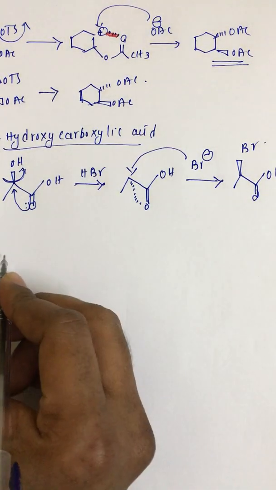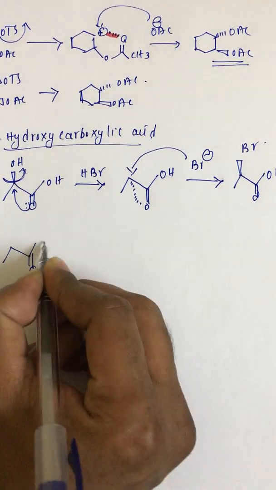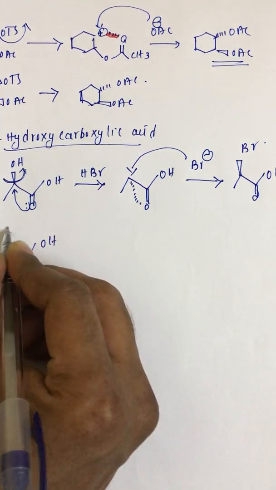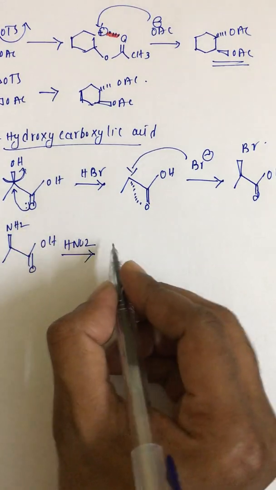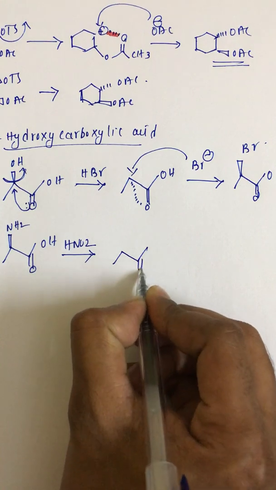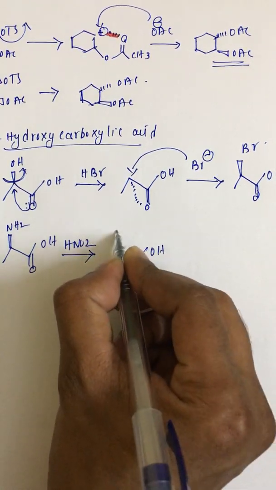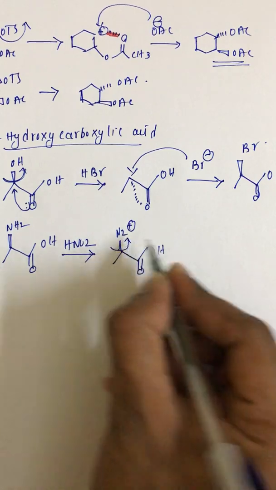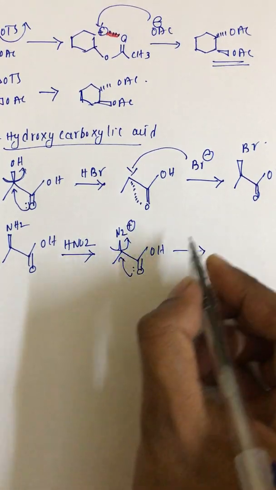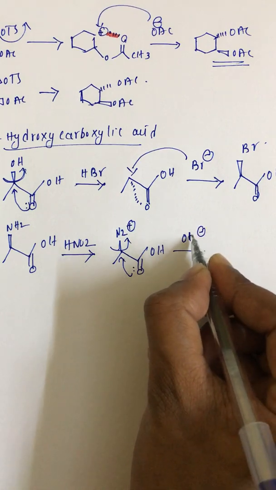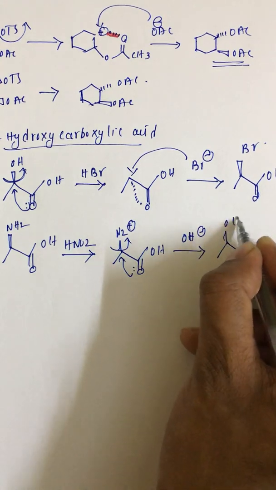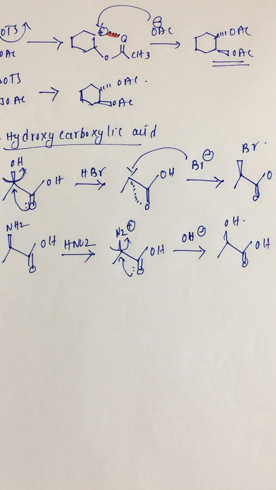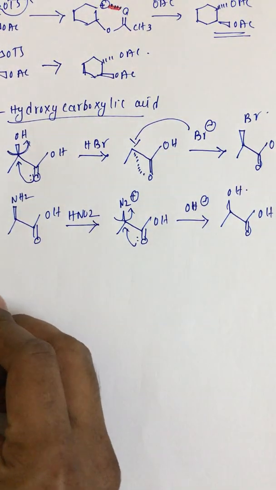And similarly we have another example here, NH2, and upon treatment with HNO2, NH2 converts into N2 plus. So after this leaves, again this oxygen attacks this, and imagine OH minus is the nucleophile here. So this is about the alpha hydroxy carboxylic compounds. And here we have three examples.